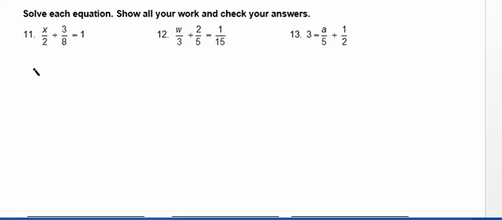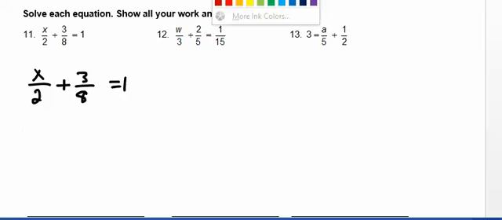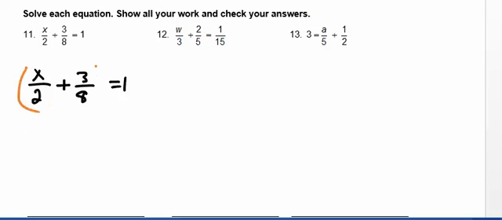So one way to deal with this is to make it so that there isn't any fractions anymore. So what I'm going to do is figure out what I could multiply everything by so that I wouldn't have fractions anymore. Look at the bottom two numbers. You have a 2 and you have an 8. What's the common denominator of 2 and 8, or the least common multiple? It's 8. So I want to multiply both sides by 8.